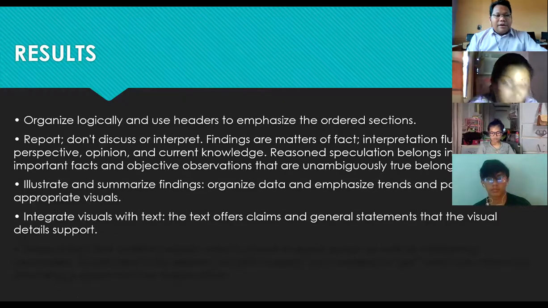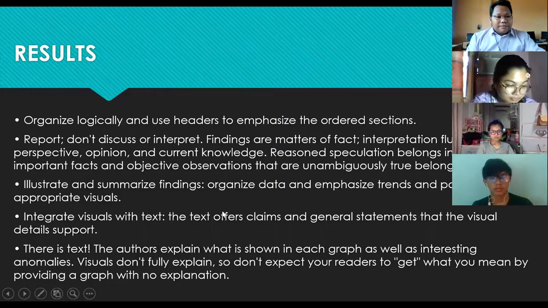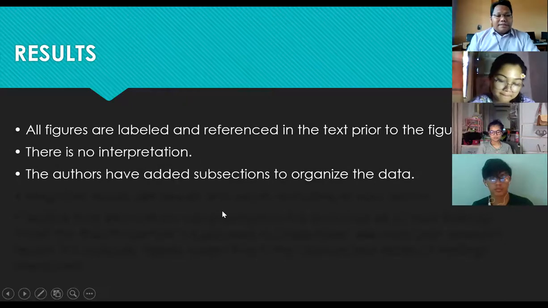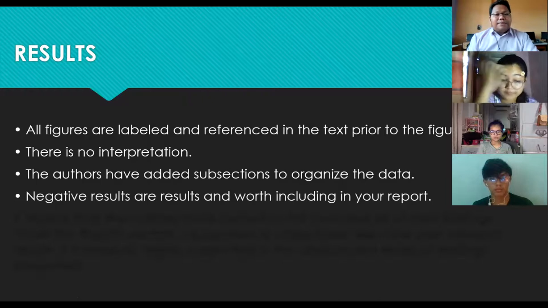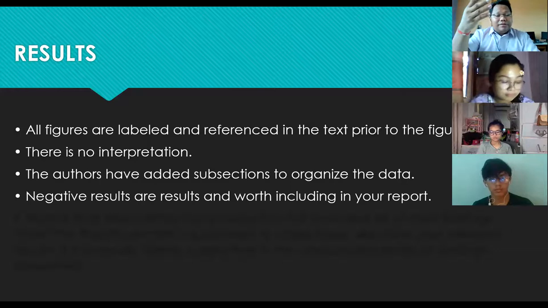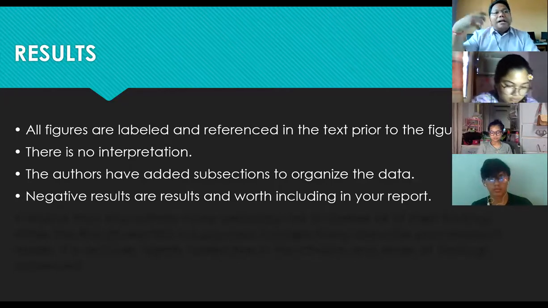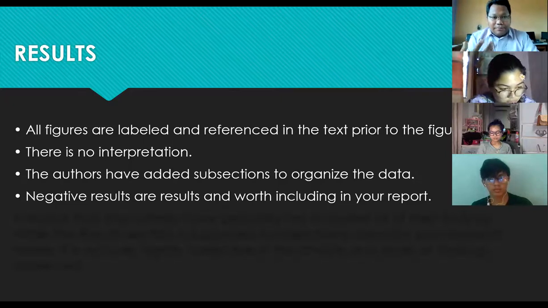Then you can do visuals with text. Labeling is important, and the authors have added subsections to organize the data. It's fine that you can put in subsections. Like for instance, if you want to do the results section in subsections, it's fine. Like Roman numeral number one, extraction results. Then you'll put there how much you were able to extract given a particular method.